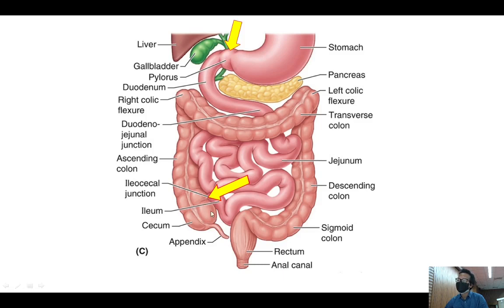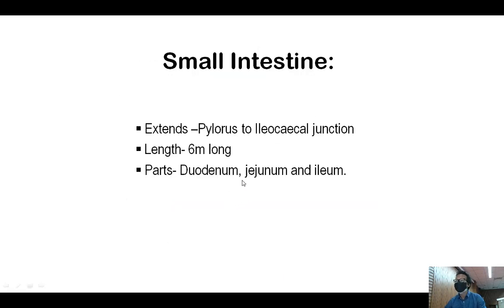This is a cecum. This is a part of a large intestine. So when this small intestine comes and meet here, this part is called ileocecal junction. So the definition of small intestine is, or the extent of the small intestine is from pylorus to the ileocecal junction. Now, when we talk of small intestine, it is 6 meter in length, and it has three parts. It has a duodenum part, jejunum part, and ileum part.